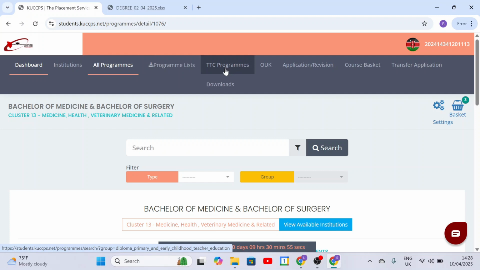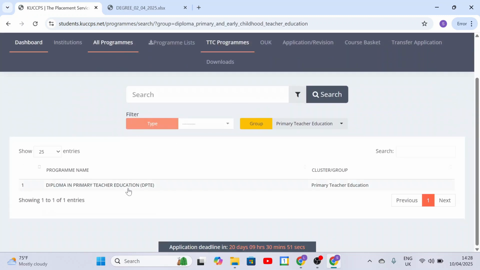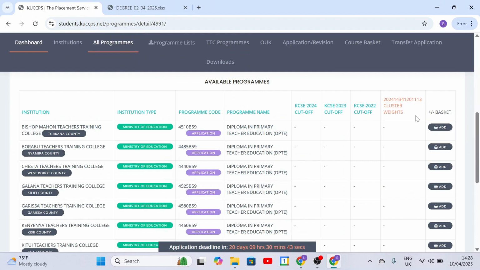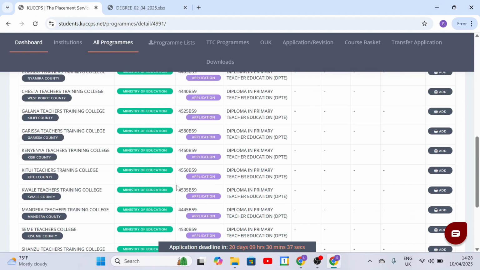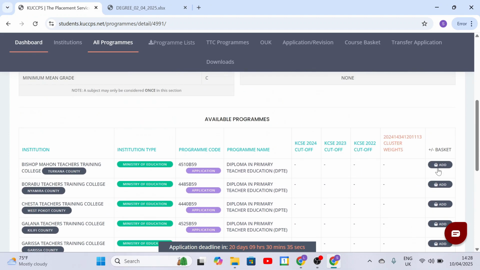Those who are applying for TTC, you can come to this tab here, and again you'll be taken to diploma in primary teacher education, and you just have to click this. And I don't know whether it's working. I tried it before. Yeah, it's working actually. You can be able to see how you can be able to apply to it. Yeah, and that is it.